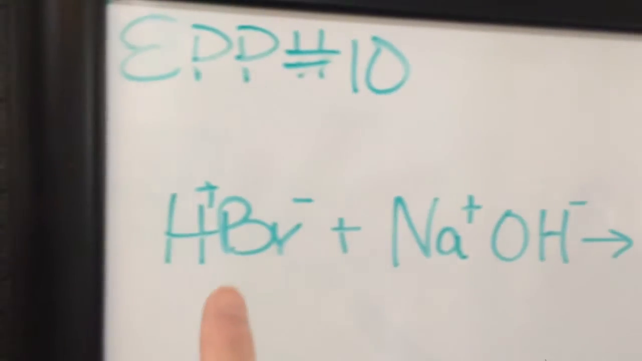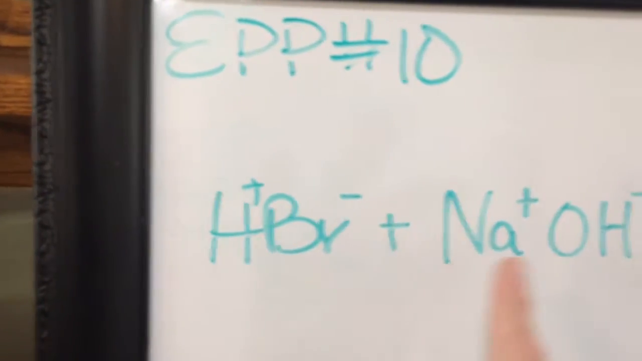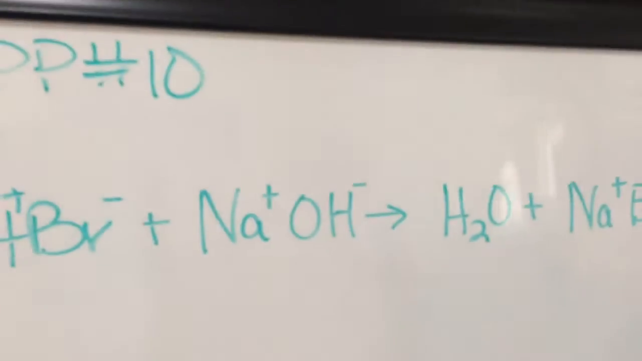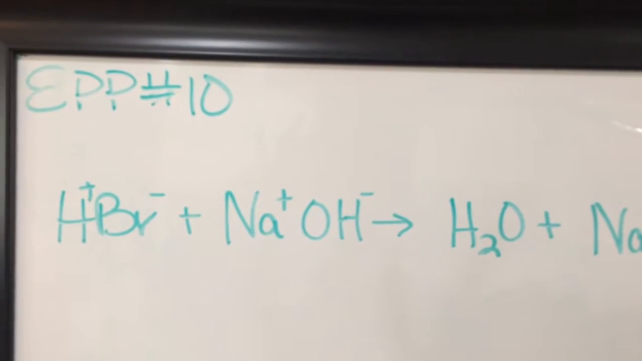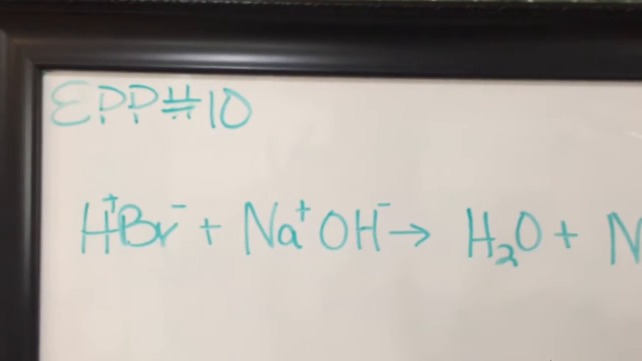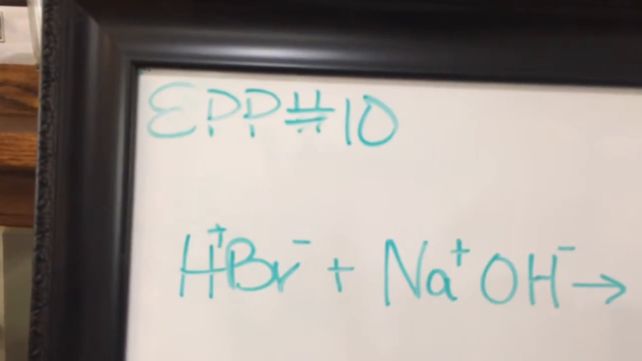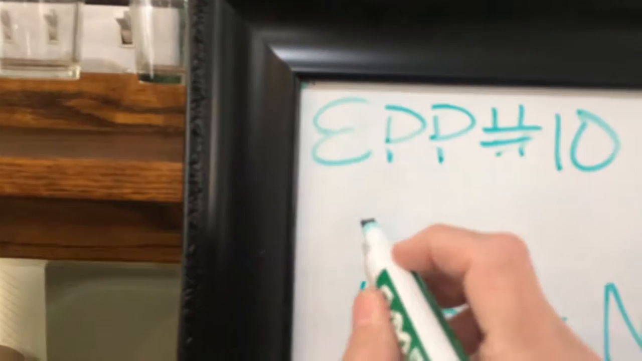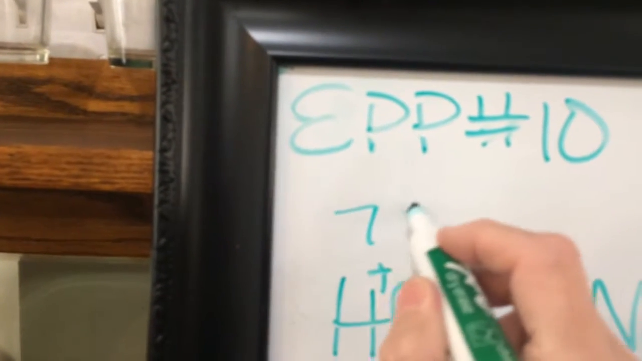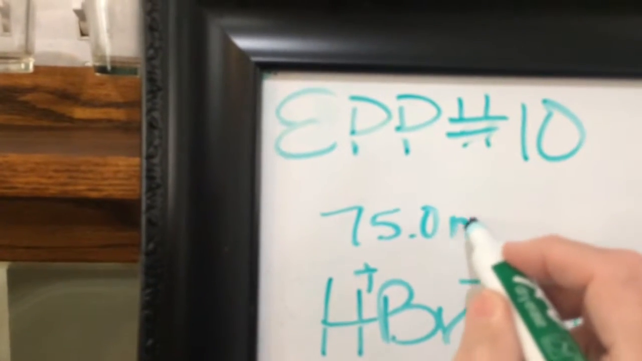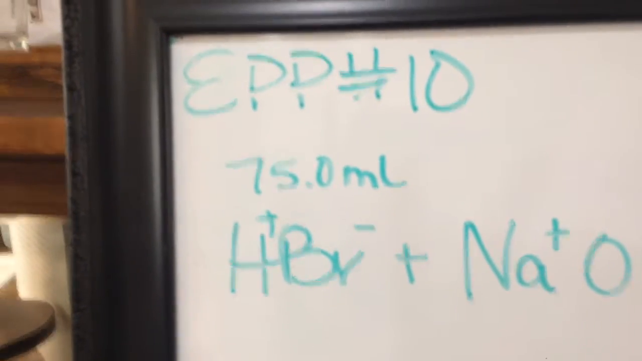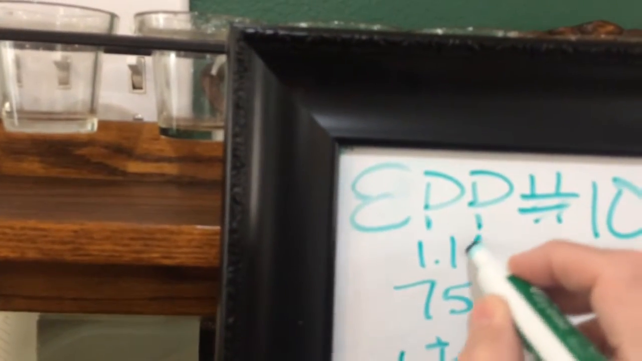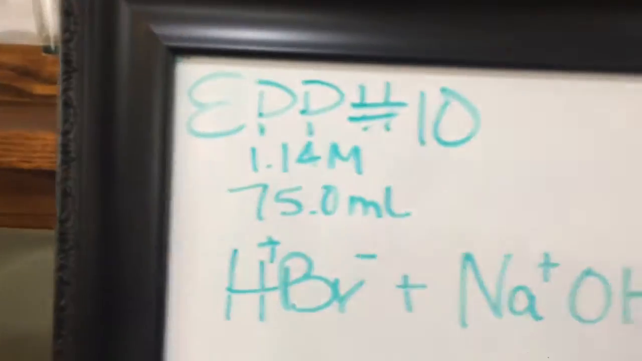We look at our equation, okay, and it's only going to make one. It is balanced at this point, okay? So let's look at the information that we have. She titrates 75.0 milliliters of the HBr, and I'm just going to write that up here. That helps me to know what I'm doing, so I can look at my stoichiometry and know where I'm going and what I'm doing. She titrates it with 1.14 molarity of this, okay?